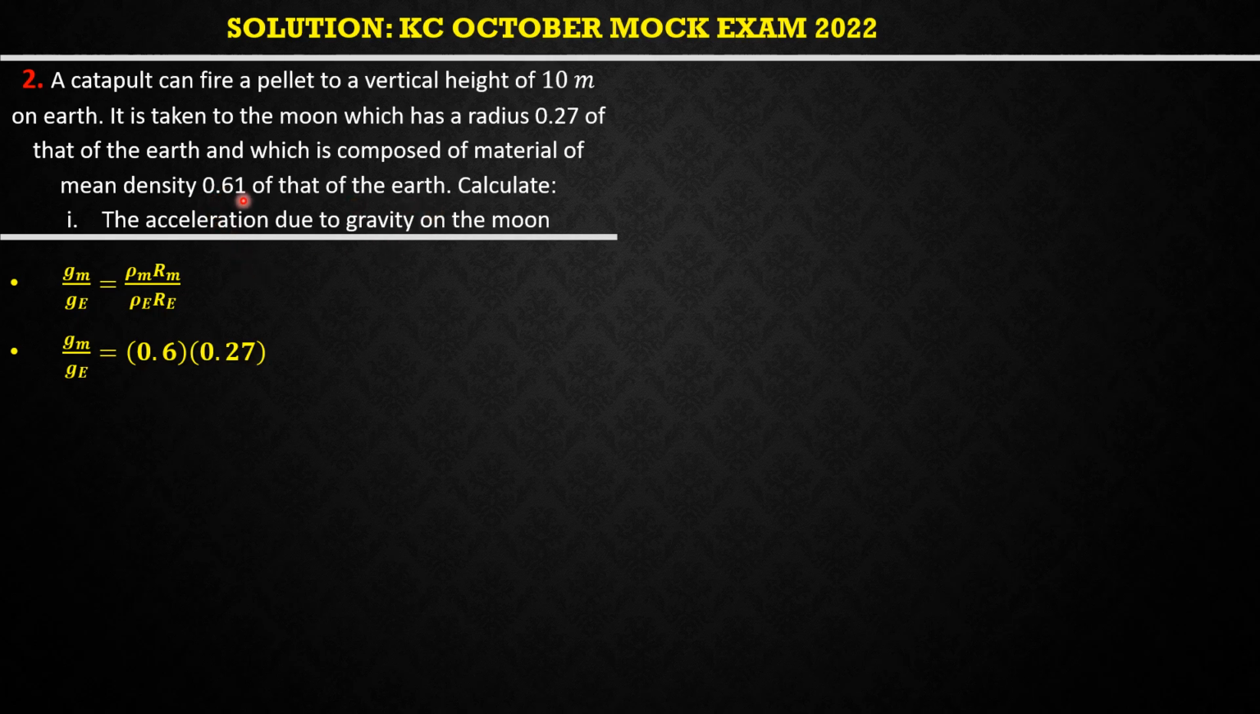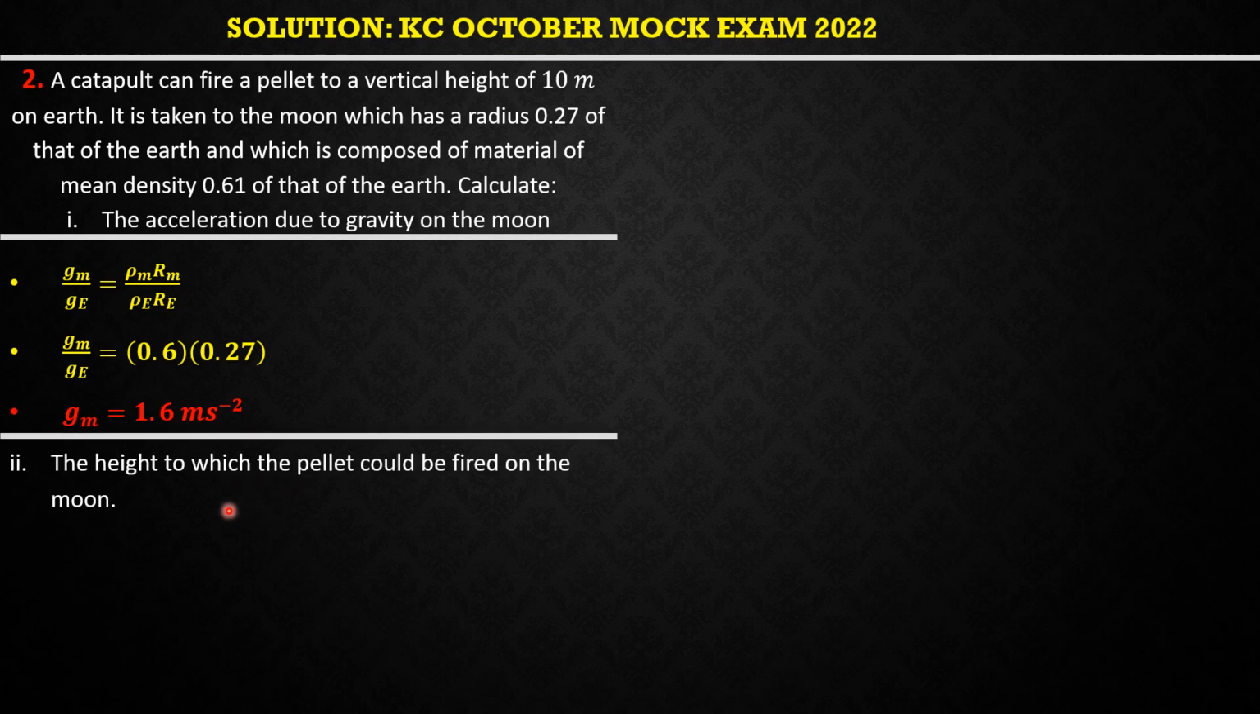So it means that the density of the moon to that of the Earth is basically 0.61, and the radius of the moon to that of the Earth is basically 0.27. So we have g, the field intensity at the surface of the moon to that of the surface of the Earth, being basically the product of 0.61 and 0.27. All right, so we actually have our result to be 1.6 meters per second squared.